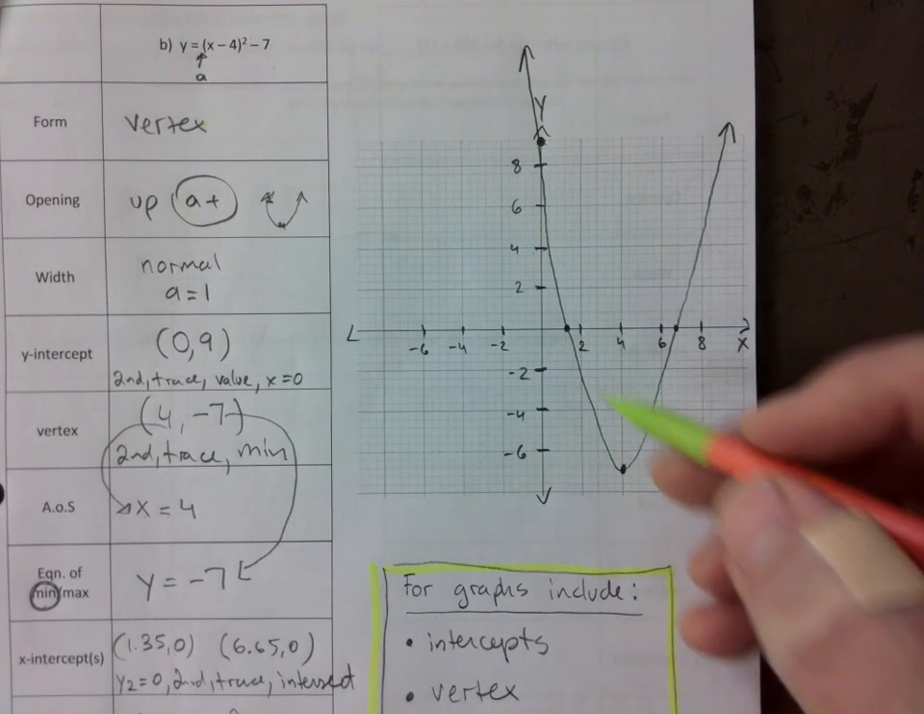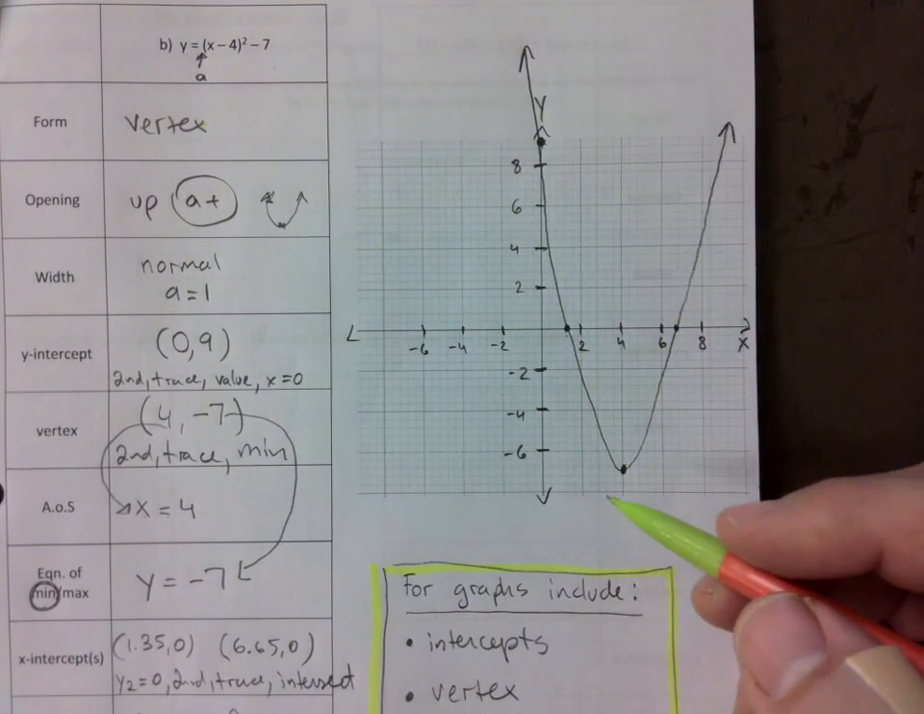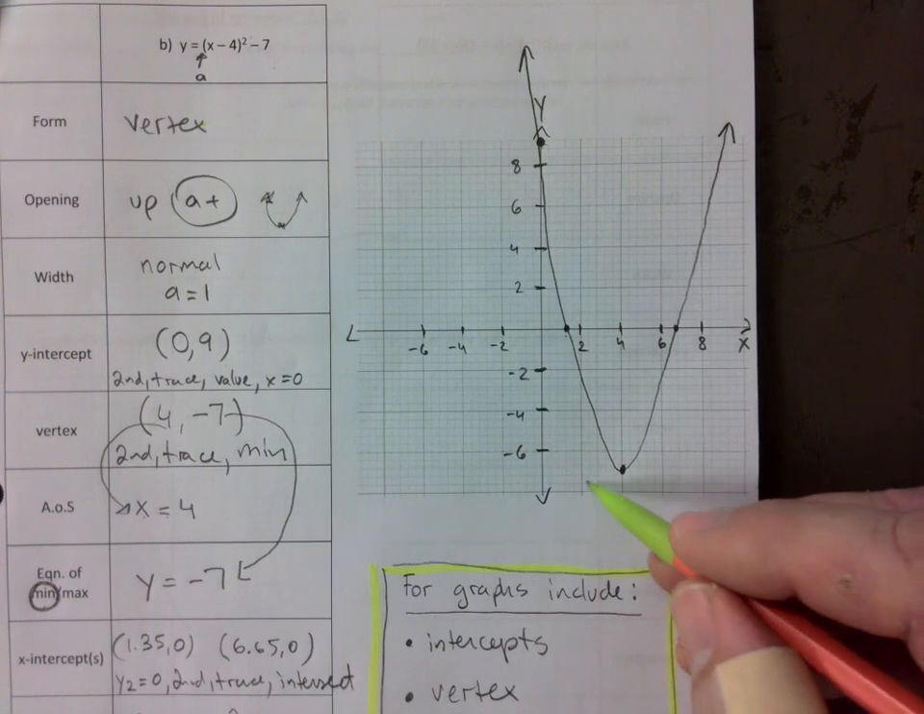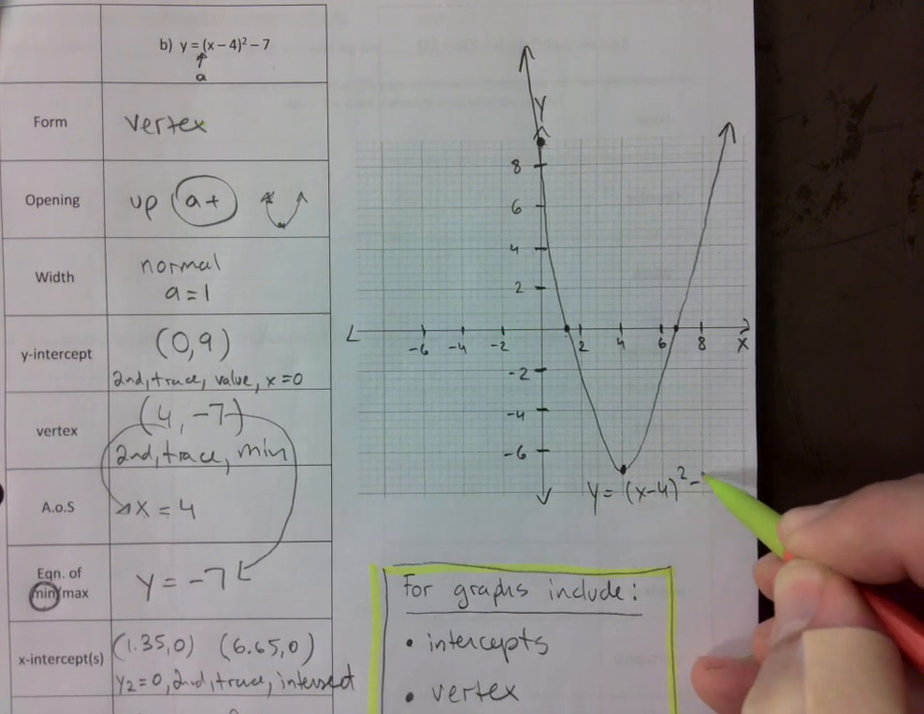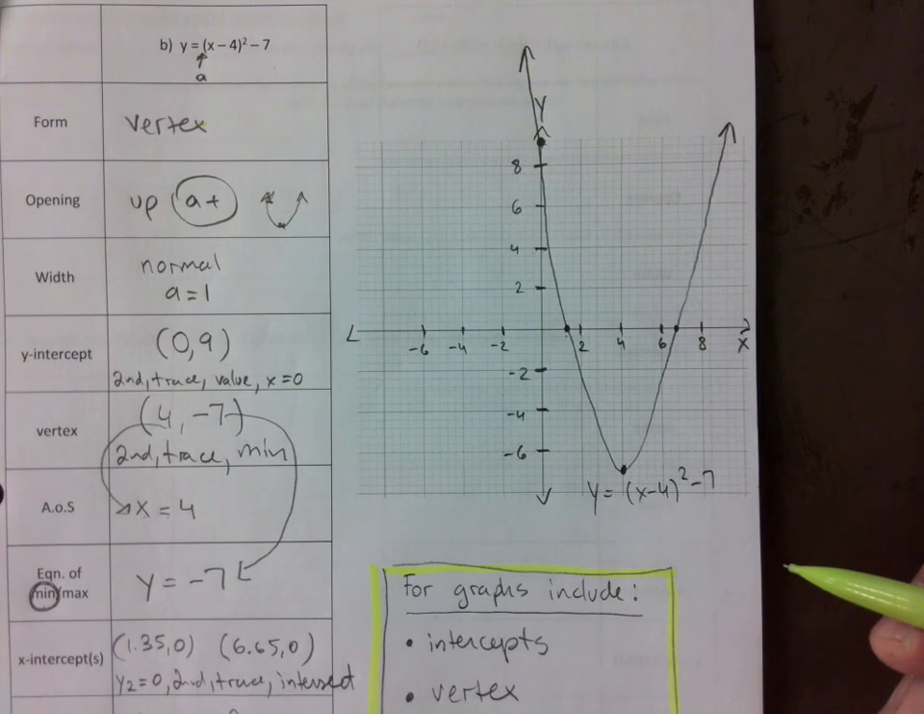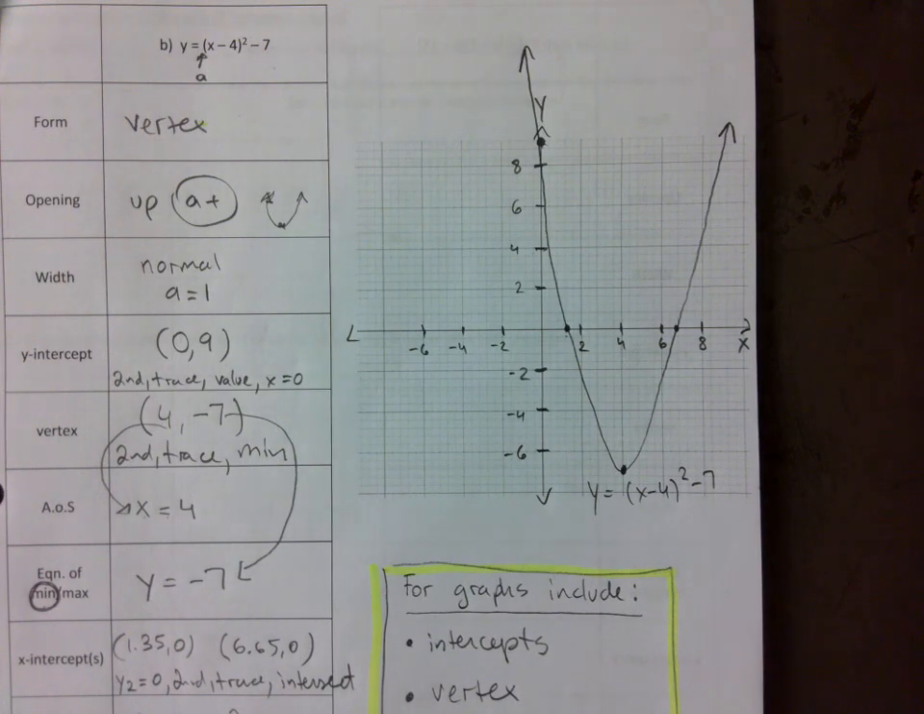I have my vertex, I have the intercepts. Label, I need the equation, so I'm going to go y is equal to (x minus 4) squared minus 7. Okay? Arrows are there, everything is there. We're done. We're done.